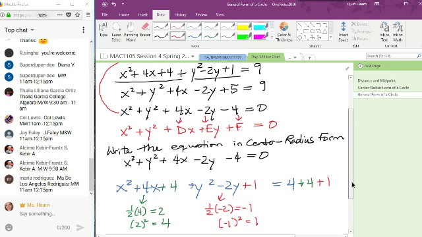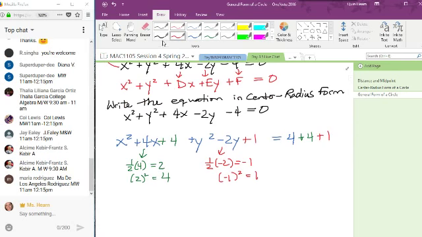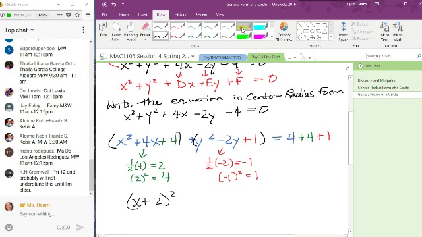Whatever we do to one side, we have to do to the other. So we're going to add 4 and add 1 over here. And then lastly, we're going to take these two perfect square trinomials that we just created and we're going to factor them. So x squared plus 4x plus 4 factors into x plus 2 squared. Remember, whatever number you got when you took half, that's how it's going to factor. That's a nice trick when you have messy numbers. And then y squared minus 2y plus 1 is going to factor into y minus 1 squared.